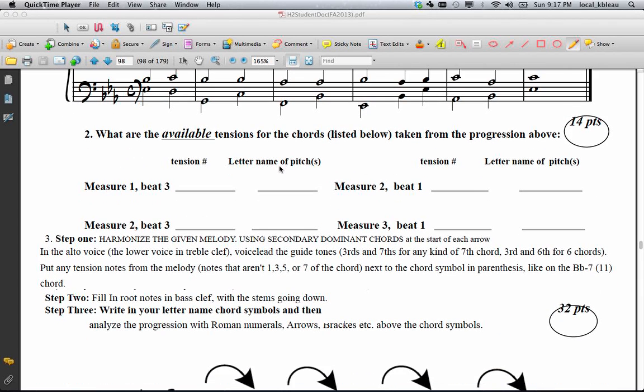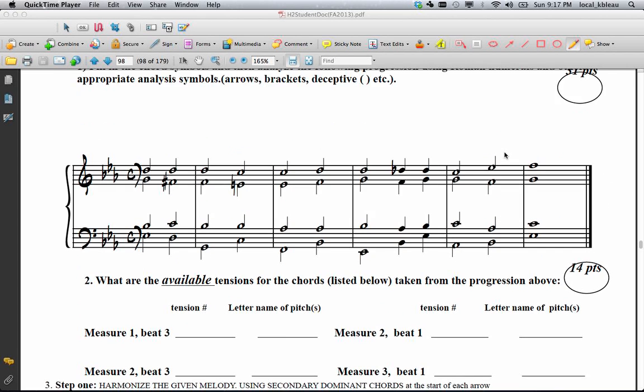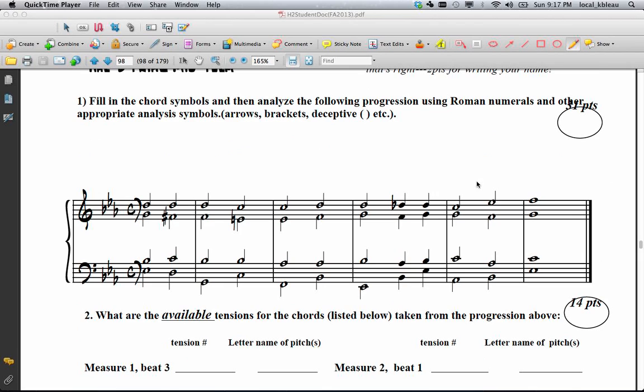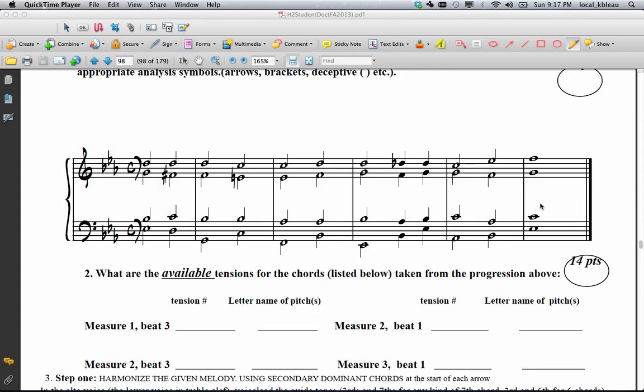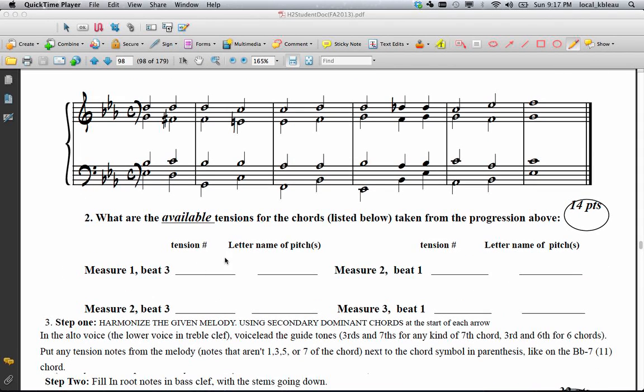And of course, you have to know the available tensions for some of these chords. Once you analyze them, you're going to put in chord symbols, you're going to put in Roman numerals above that, and you're going to put in arrows and brackets and all that kind of stuff. Once you do that, you have to identify what the available tensions are for these various chords. Measure 2, beat 1, measure 3, beat 1, etc.